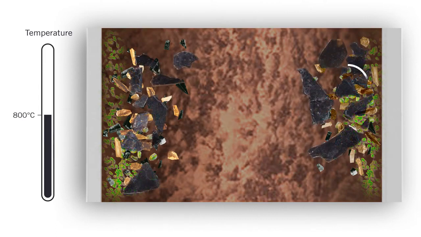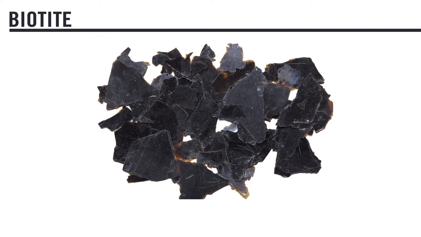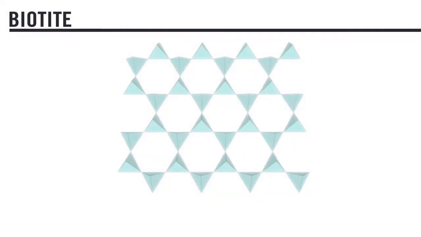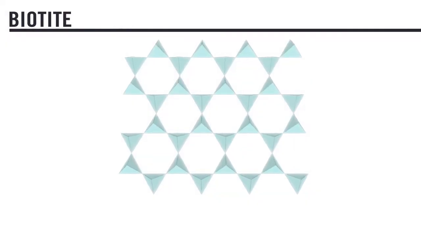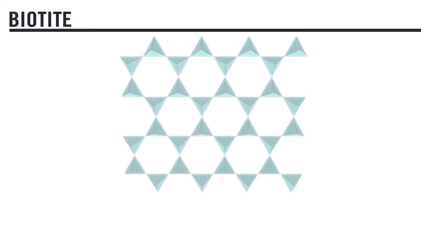Finally, with continued cooling, biotite forms from the elements left in the melt. Biotite contains potassium, aluminum, and silica, and can incorporate any leftover iron or magnesium. Biotite is what geologists call a sheet silicate. Three oxygen atoms within each silica tetrahedron are shared with neighboring tetrahedra to create a sheet.